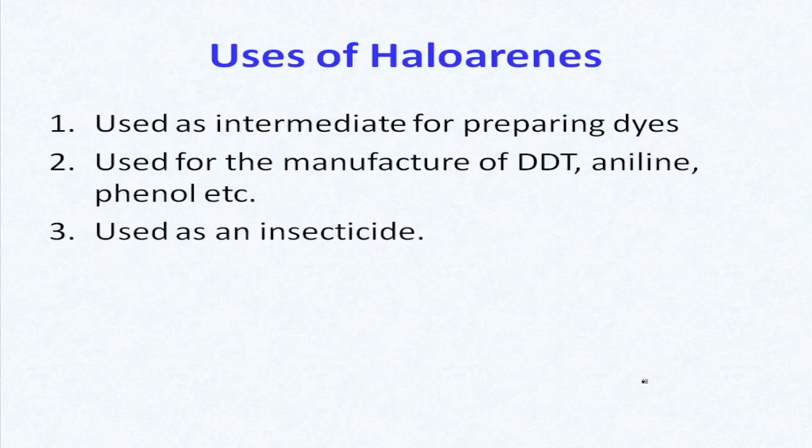Uses of haloarenes. Number 1, it is used as an intermediate for preparing dyes. Number 2, used for manufacture of aniline, DDT, phenol, etc. Number 3, it is used as an insecticide.